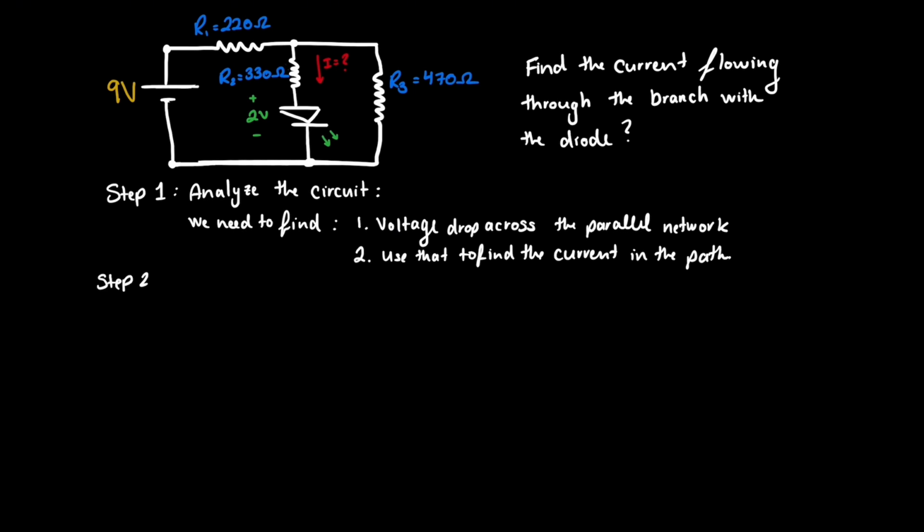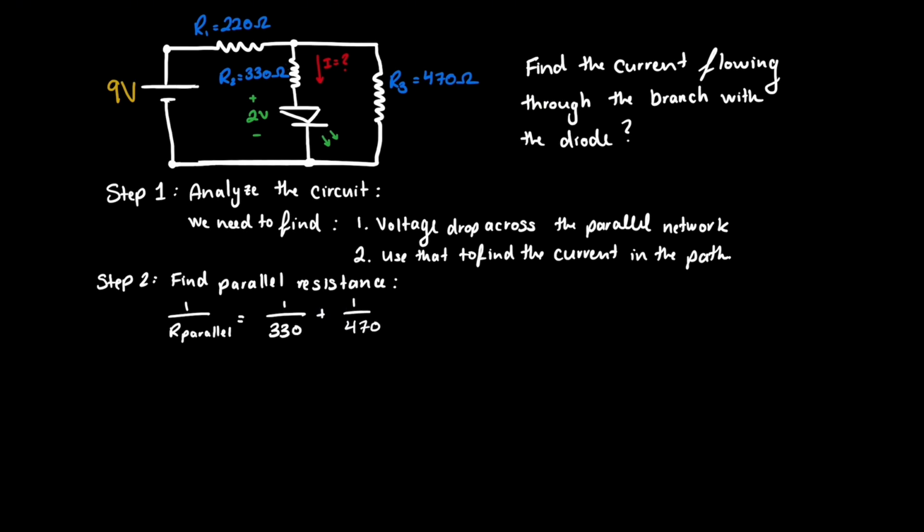First, let's understand the resistance in the parallel section. In path A, we have the LED and R2. Now, the LED doesn't act like a normal resistor. It just drops 2 volts when it's conducting. So for the resistance calculations, we only count R2, which is 330 ohms. Path B, on the other hand, is much simpler. It has just R3, which is 470 ohms.